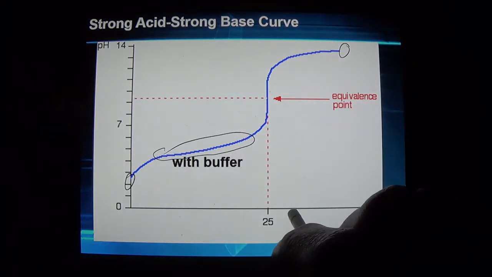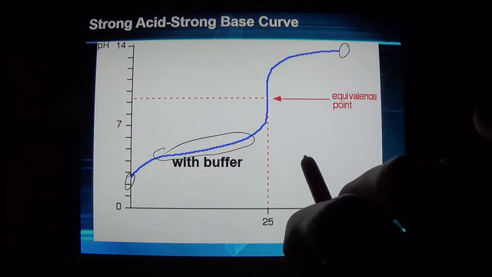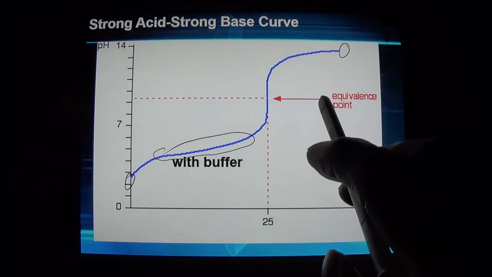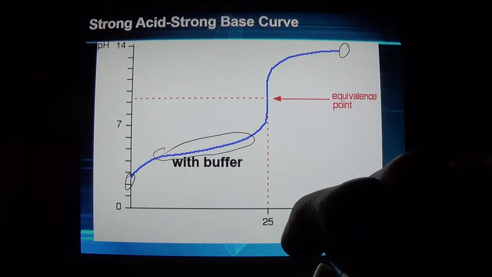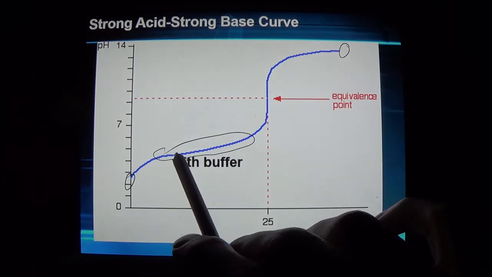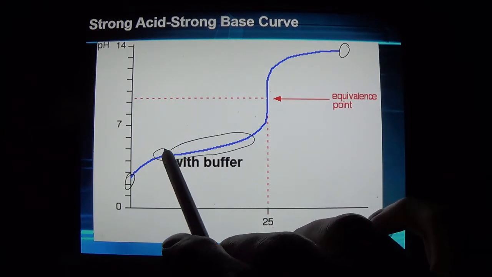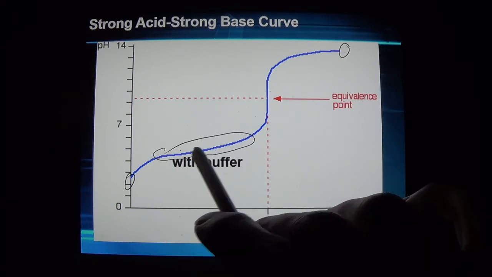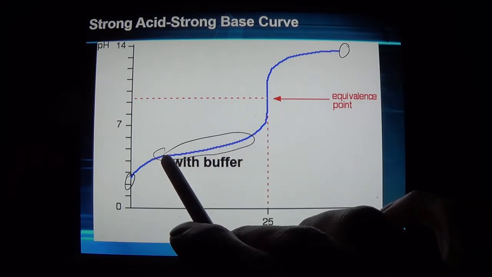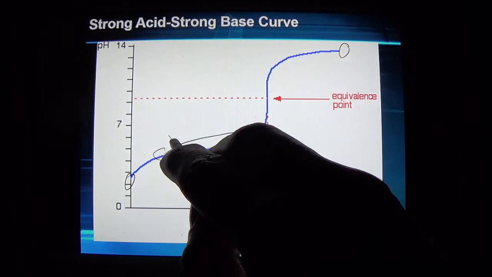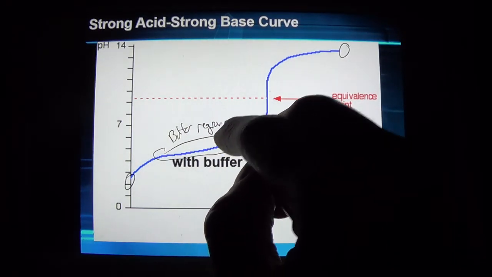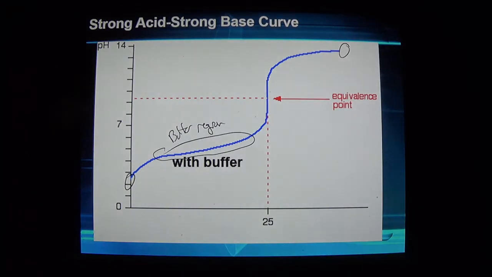A buffer means it's going to take longer to change pH, because remember that's what a buffer does, it resists change in pH, which means it's going to flatline, it's going to stay close to the same pH for a long while. It's going to extend and shallow one end of our curve. That's what we would call the buffer region. This is the buffer region, the region during which the pH does not change much.